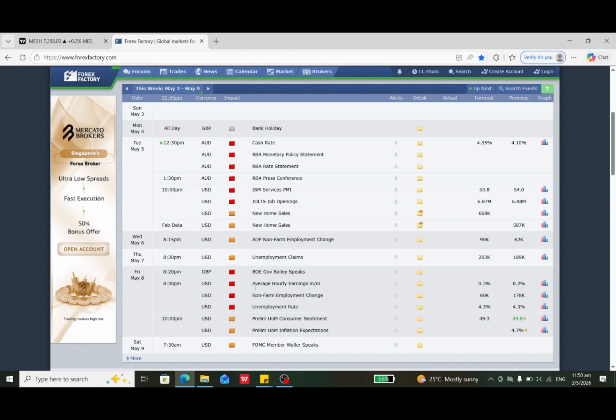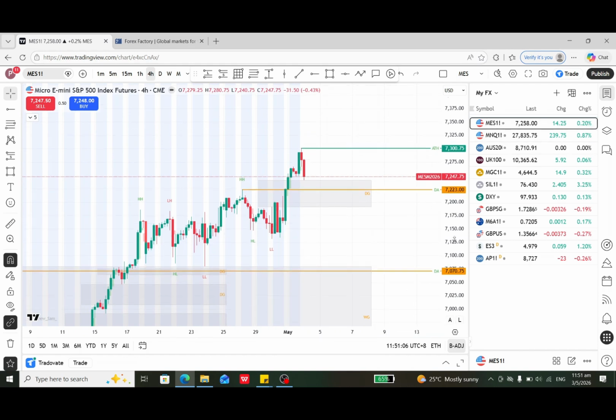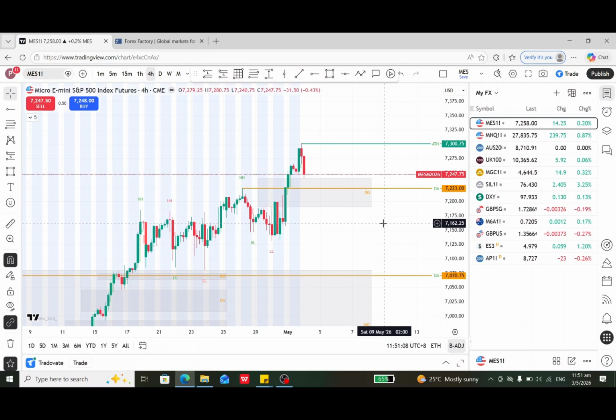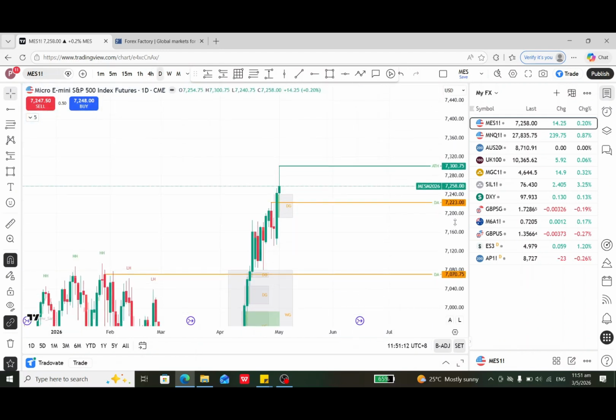Okay, let's go to see the chart. What is the possible setup? Let's start with the S&P 500. I will go to the daily chart. Based on the daily chart, there is a recently created daily gap. So this is a daily gap, and this is the daily area. We can call it an order block, but I call it a daily area.